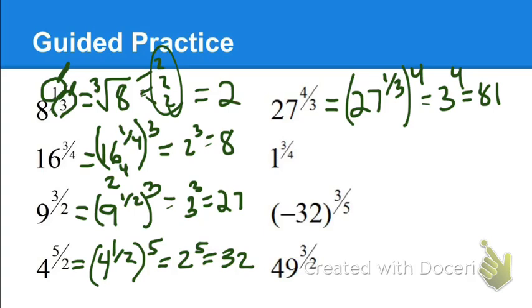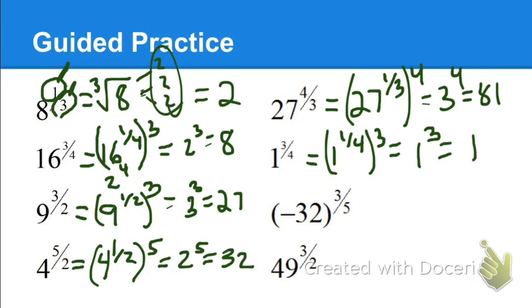Alright, so these should be done without a calculator. We'll learn how to use a calculator later, but for now, we're doing these in our head. 1 to the 3/4 power, well, it's just going to be 1, because the 4th root of 1 is 1, because 1 times 1 times 1 times 1 is 1. And then you cube that, and that's going to come out and be 1.